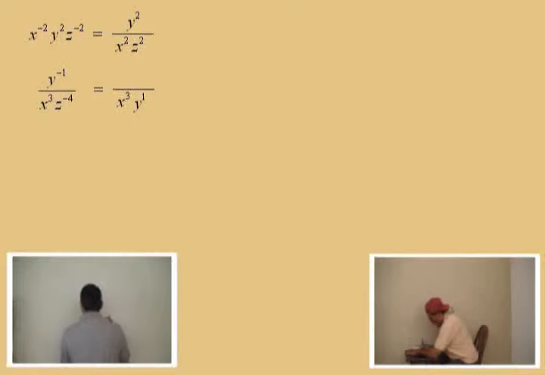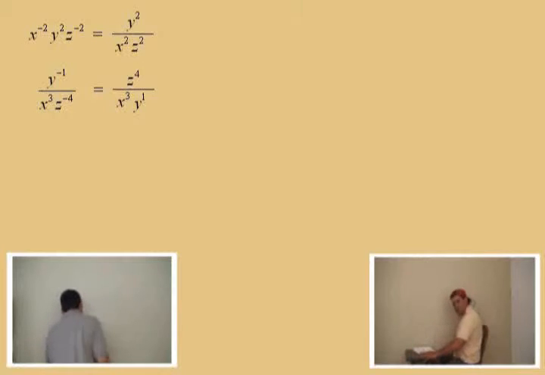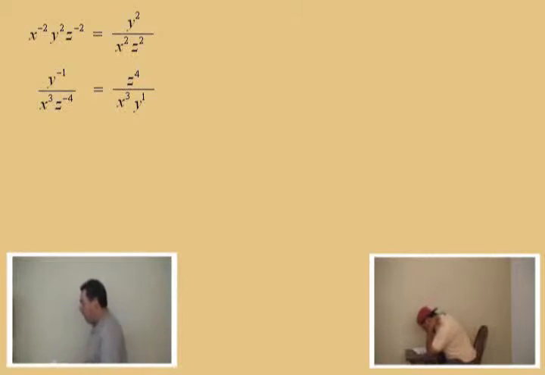Okay, and then how about the z to the negative 4th? That's already on the bottom, so we need to take that to where, Charlie? To the top. To the top there, and write it as z to the 4th. Okay. Well, notice we have our answer is z to the 4th over x cubed y to the 1st.